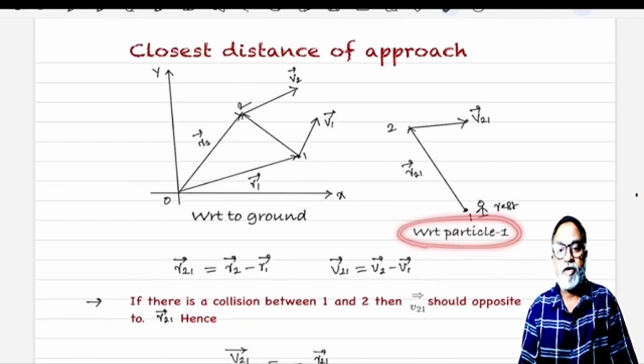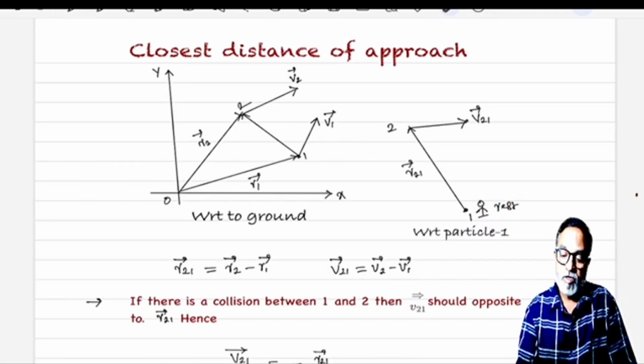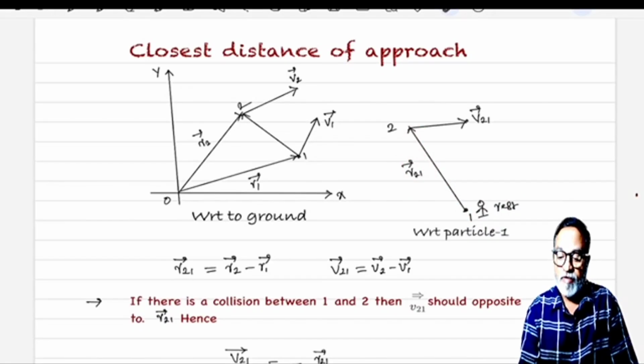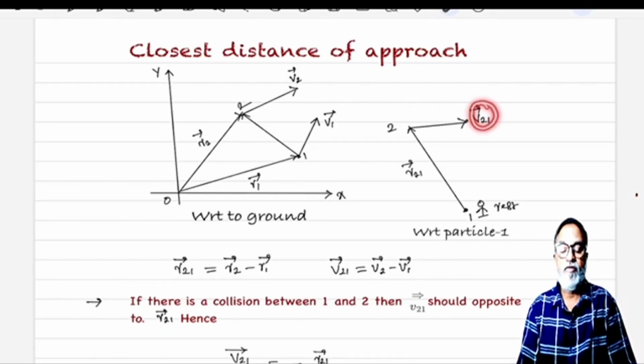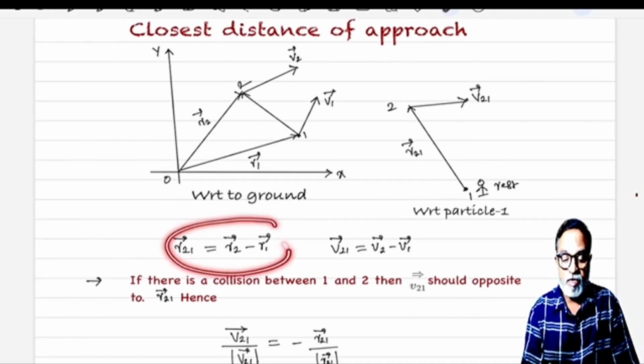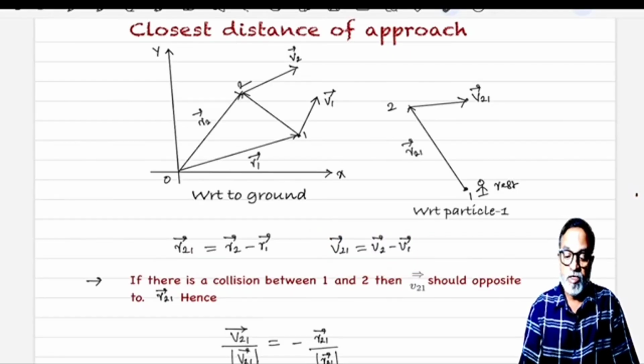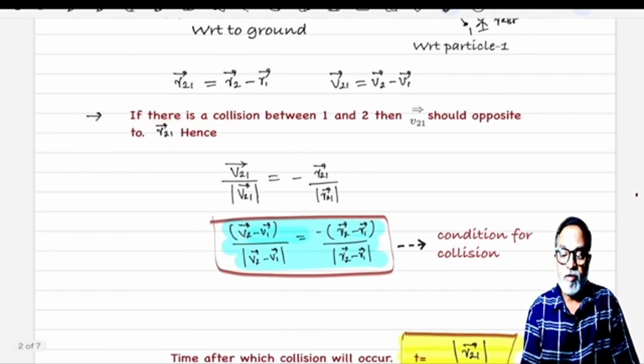For example, with respect to particle 1 means the observer is sitting on particle 1, so observer 1 is at rest. Therefore, this is the position vector of 2 with respect to 1, that is r21 bar. And velocity of 2 with respect to 1, this is v21 bar. Therefore, r21 bar is equal to r2 bar minus r1 bar, and v21 bar is equal to v2 bar minus v1 bar. Here, if there is a collision between 1 and 2, then v21 bar should be opposite to r21 bar.